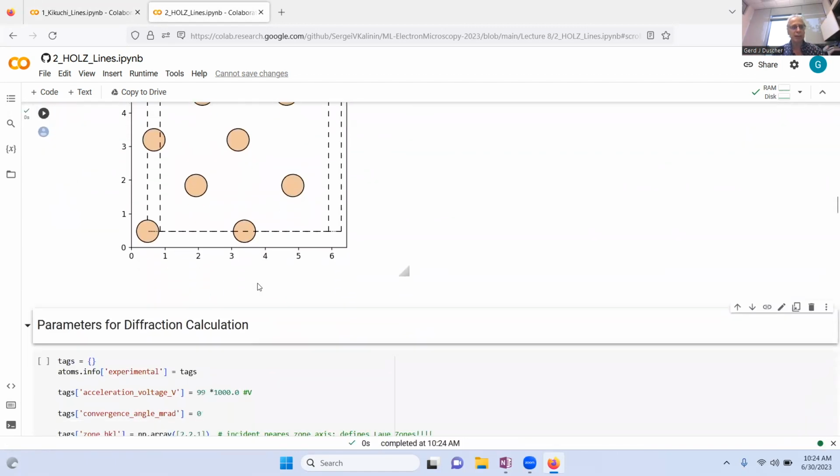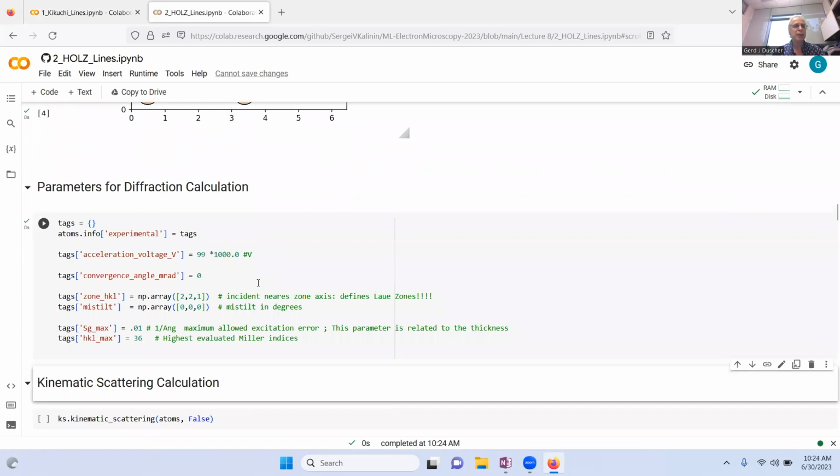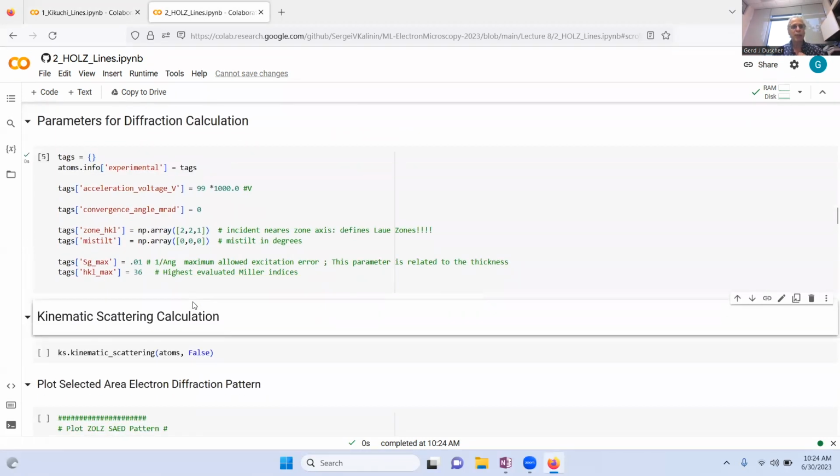We use silicon again, just for the fun of it. We're using our 100 kV. We use the 2-to-1 direction here.